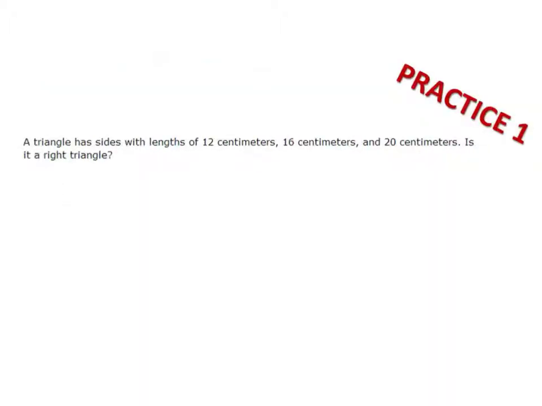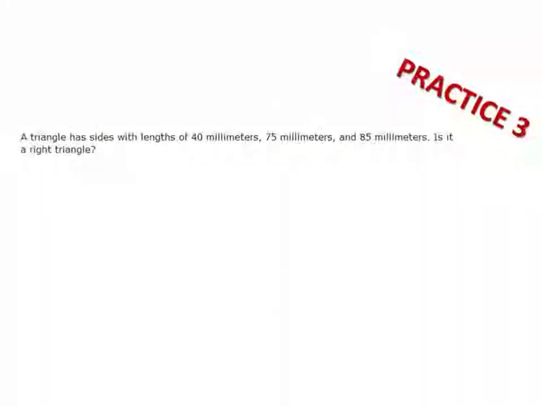Here's your first one. A triangle has sides of 12 centimeters, 16 centimeters, and 20 centimeters. Is it a right triangle? Practice 2. A triangle has sides with lengths of 6 inches, 14 inches, and 19 inches. Is it a right triangle? Practice 3. A triangle has sides with lengths of 40 millimeters, 75 millimeters, and 85 millimeters. Is it a right triangle?